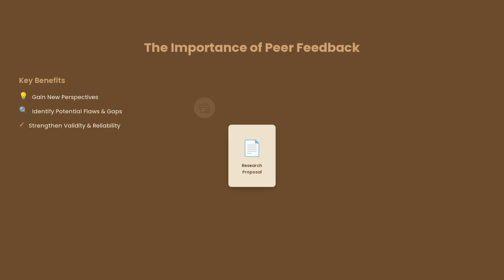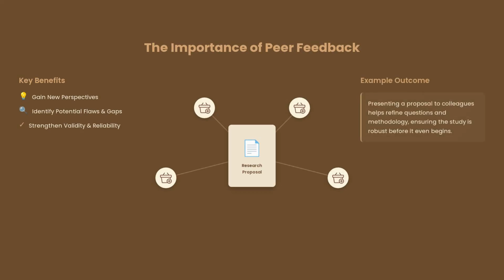Seeking feedback from peers or mentors can significantly refine your research questions and design. Sharing your ideas with others allows you to gain new perspectives, identify potential flaws, and improve your overall approach. For example, presenting your research proposal to a class or a group of colleagues can help you identify any gaps or biases you might have missed and strengthen your study's validity and reliability.